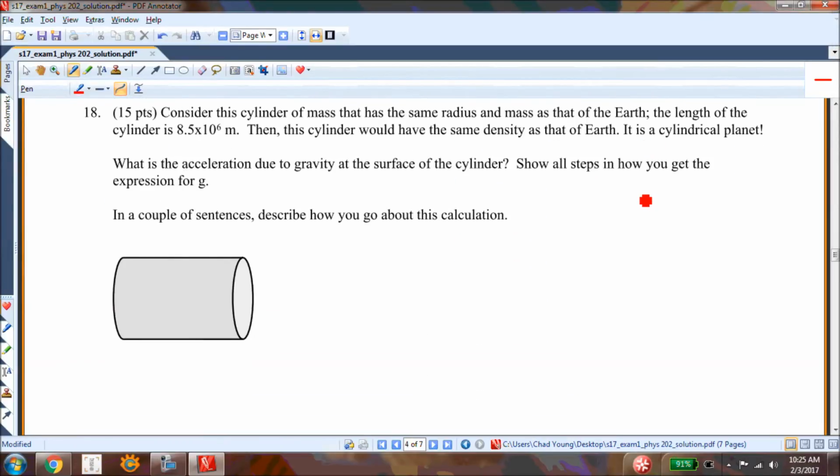Consider this cylinder of mass. Same radius and mass as that of the Earth. Length of the cylinder is 8 million meters roughly. It's a cylindrical planet. Isn't that awesome? You have a cylindrical planet. This would be the Earth if it was cylindrical.